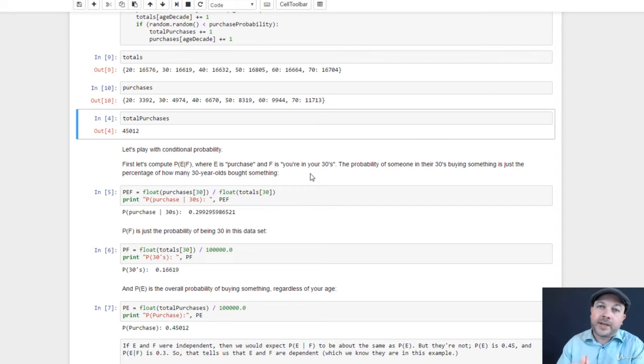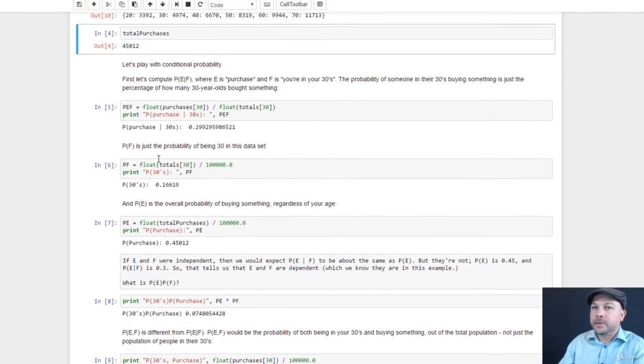Now we could go back to that fancy equation that we had in the slides, but you don't always have to use fancy equations. Sometimes the data that you need is right in front of you. So a lot of data science is just figuring out the simplest way to compute the value that you need. Given that I have the number of purchases that 30-year-olds have made, and I have the number of people that are in their 30s handy as well, I can just compute that directly. So all I need to do is divide the total number of 30-year-old purchases that were made over the total number of 30-year-olds, and I get the probability of E given F. Okay, and that works out to be about 0.3, about 30%.